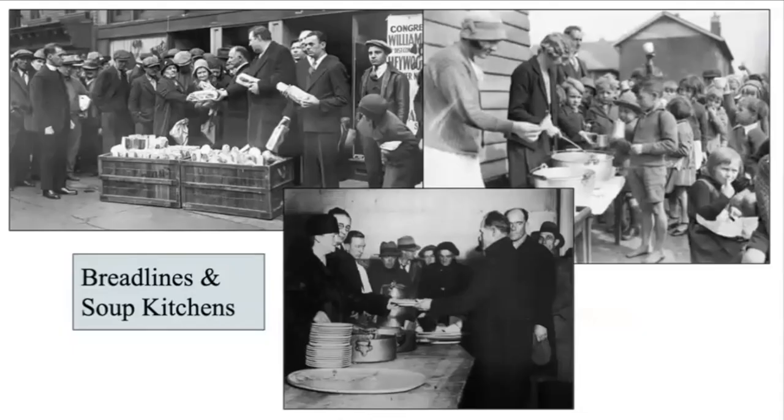Many organizations, like Salvation Army groups and churches, opened up soup kitchens and bread lines to feed people. This was extremely uncomfortable for those who were accustomed to working and who had been sold the self-made man story.